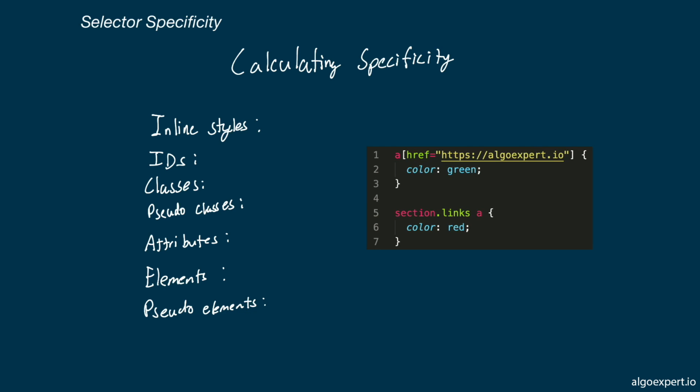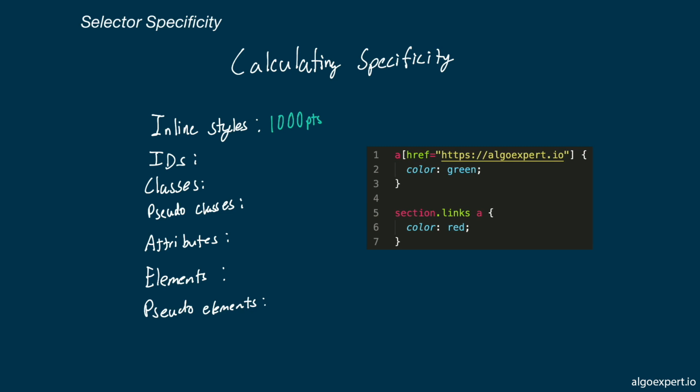So the way this will work is inline styles. This is any style that you write directly in HTML using the style attribute, and we would almost always recommend not to do this. But if you did, those get a weight of 1,000 points. And this essentially is like a trump card. It will almost always just mean that the inline styles are going to be the ones that get displayed.